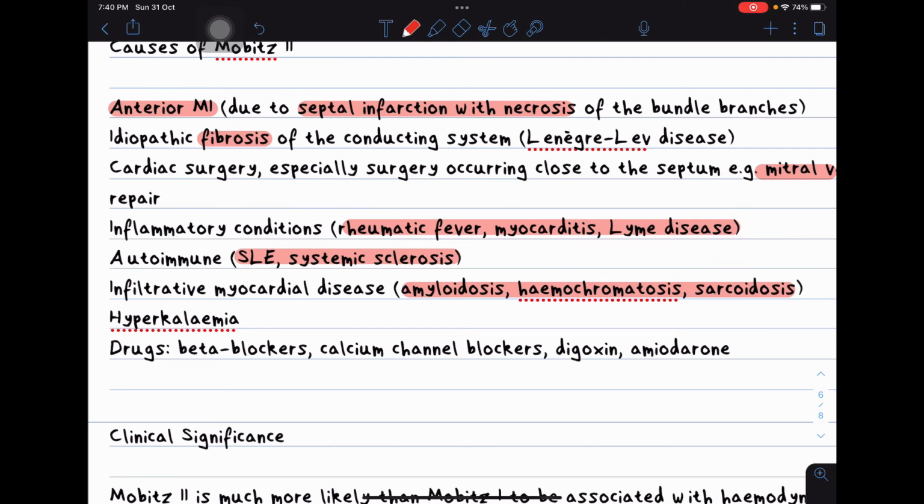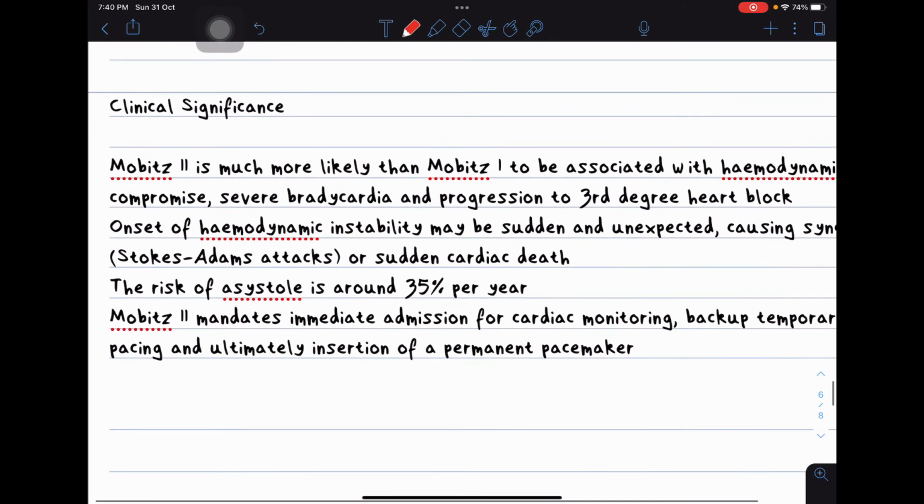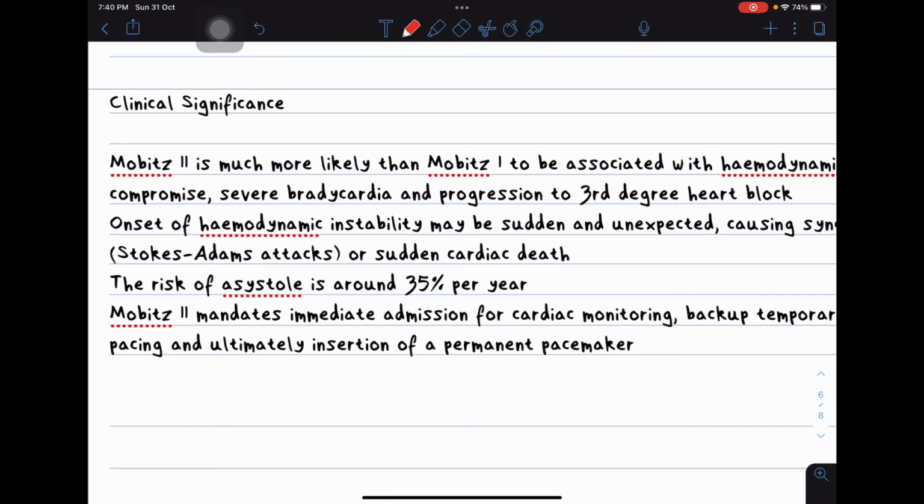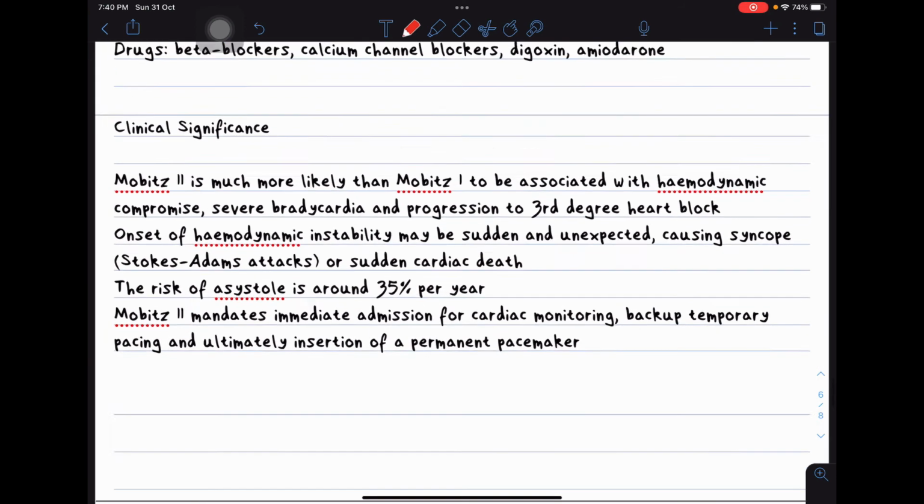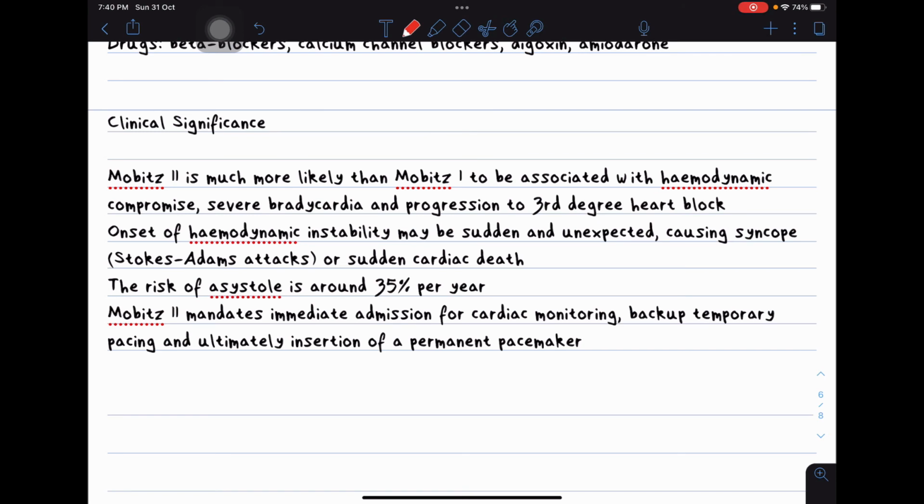blockers, digoxin, amiodarone. And the clinical significance: Mobitz 2 is much more likely than Mobitz 1 to be associated with hemodynamic compromise, severe bradycardia, and progression to third degree heart block. Onset of hemodynamic instability may be sudden and unexpected, causing syncope, stroke, transient ischemic attacks, or sudden cardiac death. The risk of asystole is around 35% per year. Mobitz 2 mandates immediate admission for cardiac monitoring, backup temporary pacing, and ultimately insertion of a permanent pacemaker.